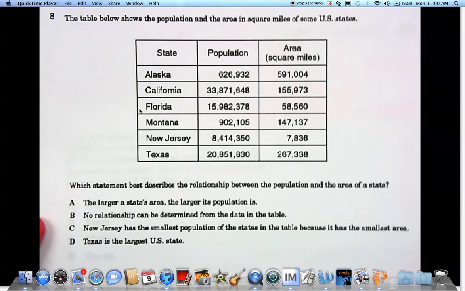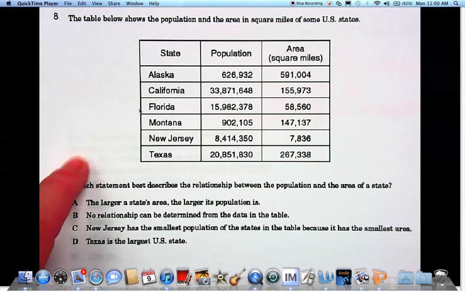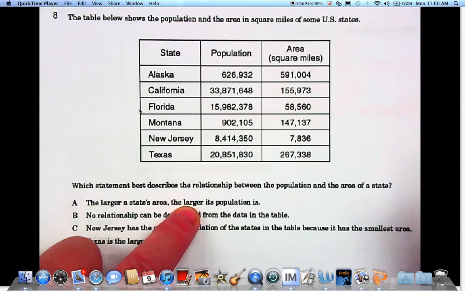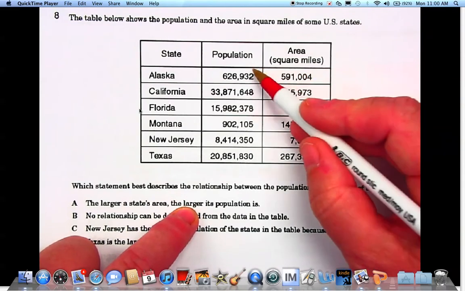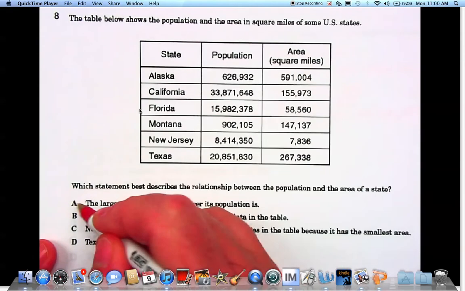The table below shows the population and the area in square miles of some U.S. states. Which statement best describes the relationship between the population and the area of the state? B. You like B? Right, what's wrong with A? Alaska is pretty big, you know. New Jersey's the smallest one. So Alaska has large area but small population, and New Jersey has small area but large population. So that doesn't work, does it?